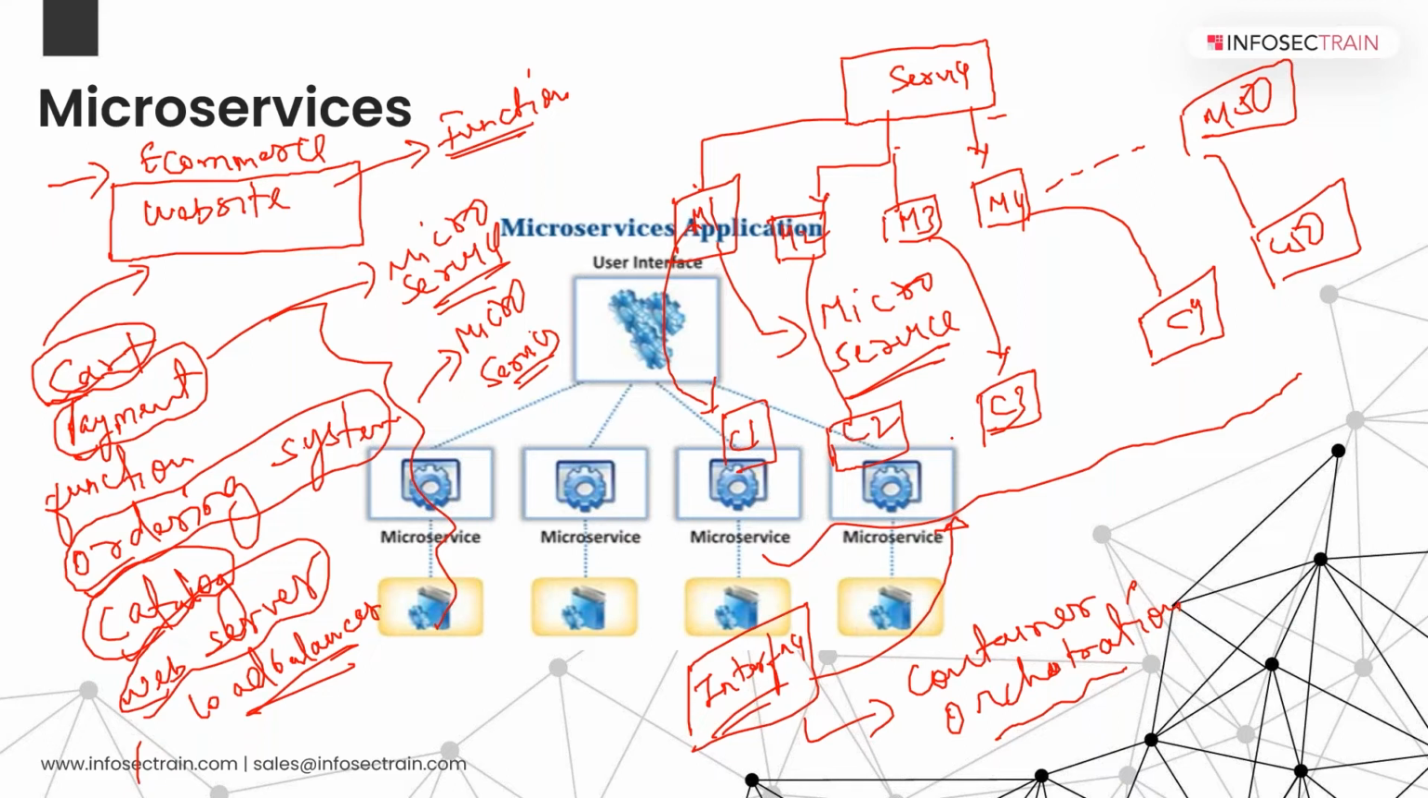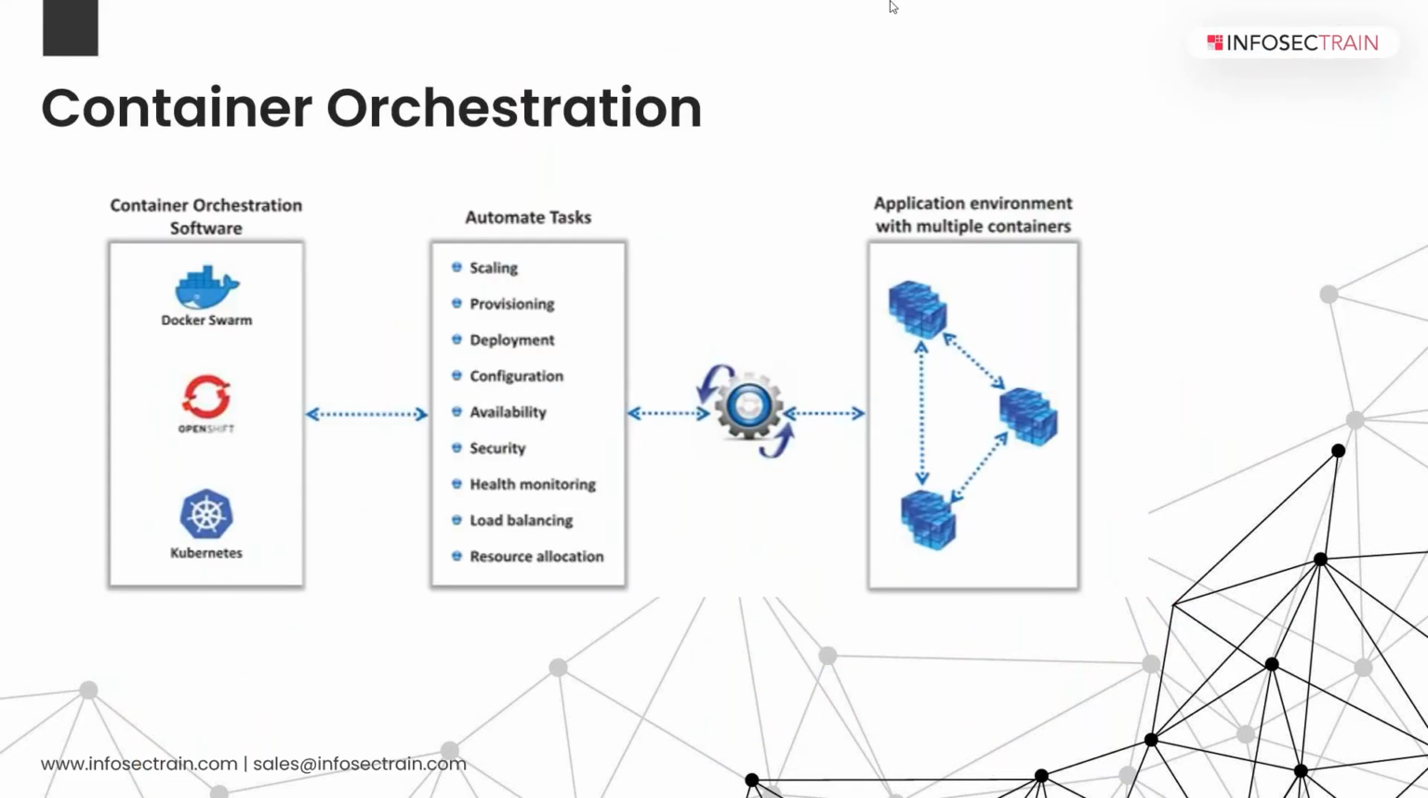So when we move to the container orchestration part, container orchestration is an automated process which will help me to manage the life cycle of your software containers and their dynamic environment. So this thing is managing containers and their environment.